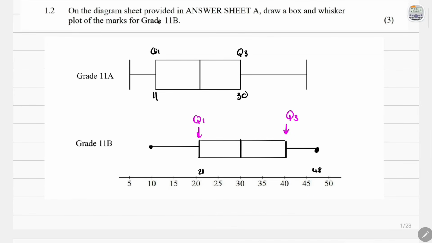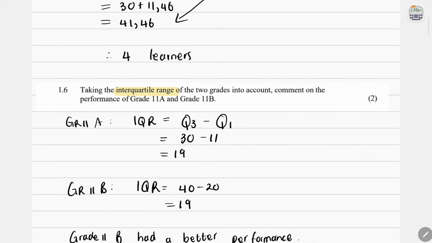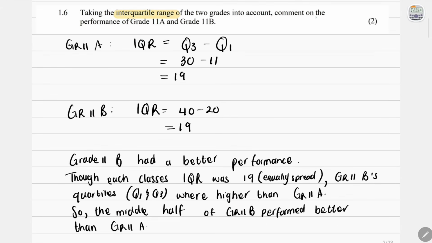So we're just going to put this down and phrase it. Grade 11B had a better performance. Though each IQR was 19, they were equally spread, equally consistent. Grade 11B's quartiles were higher than grade 11A's. So that middle half of grade 11B still performed better than the middle half of grade 11A. And that is our answer there. Moving on to the next question.